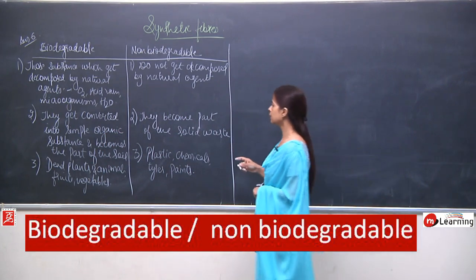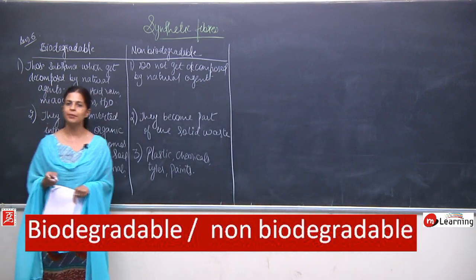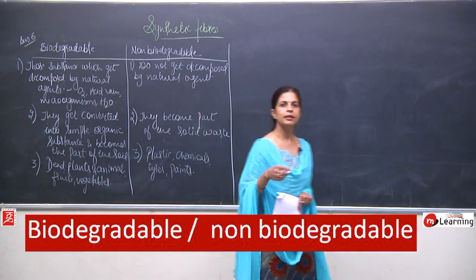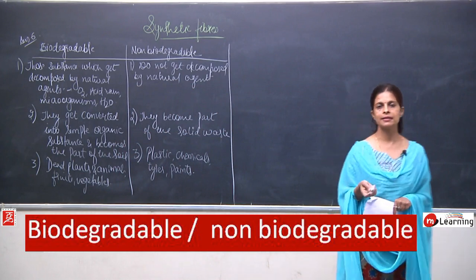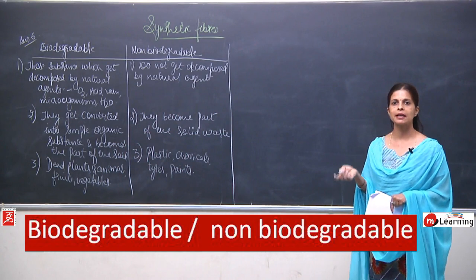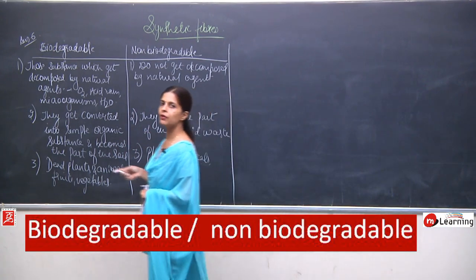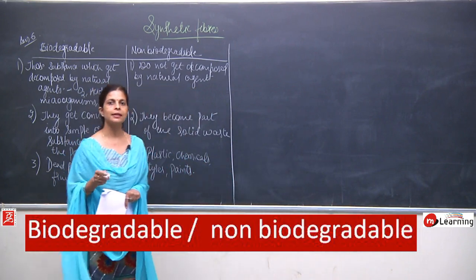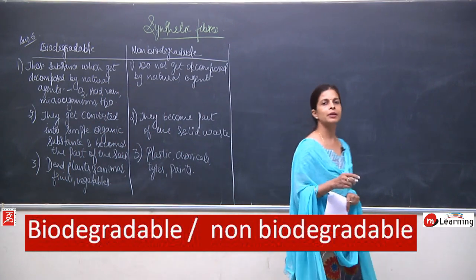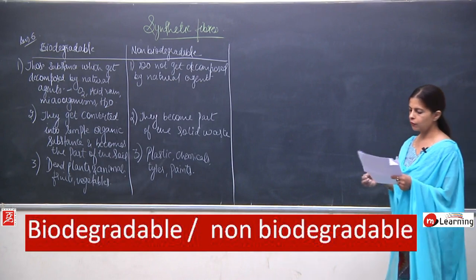Instead, they become part of the solid waste. And that is the reason we should separate biodegradable and non-biodegradable substances, so that recycling can be done easily, isn't it? Non-biodegradable substances can be recycled, and biodegradable ones can be converted into humus. So they should be kept separately in separate bins. Now we'll move to the next question, children.